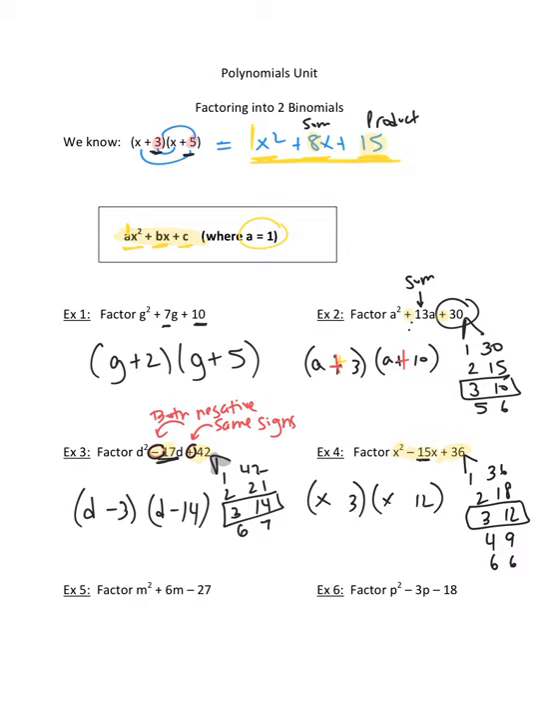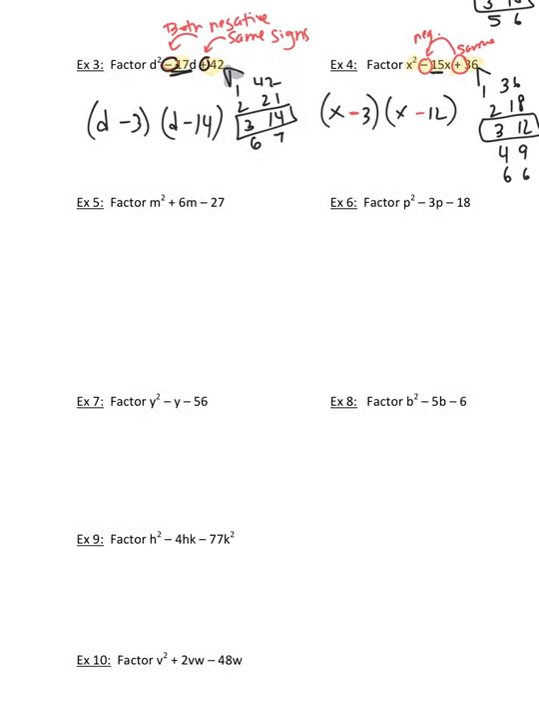Now I look at my signs. This tells me that the signs are the same. The middle tells me they're both negative. So I put a negative on both of them. And it works out because negative 3 times negative 12 is positive 36, but negative 3 plus negative 12 is negative 15. All right, now moving on to examples where the negative is at the end. When the negative is at the end, this tells you that the signs are different.